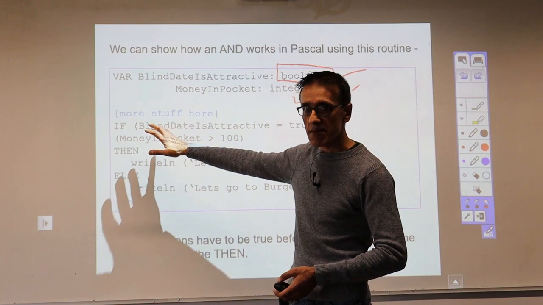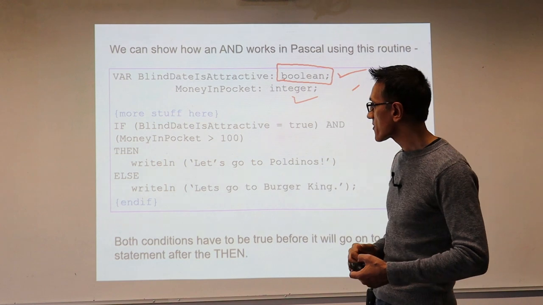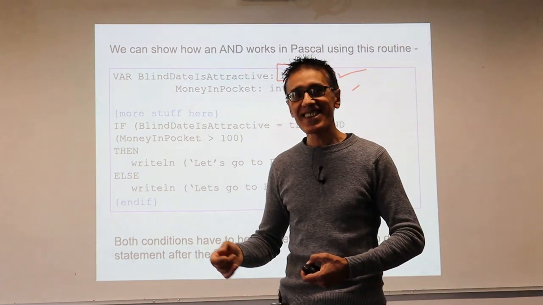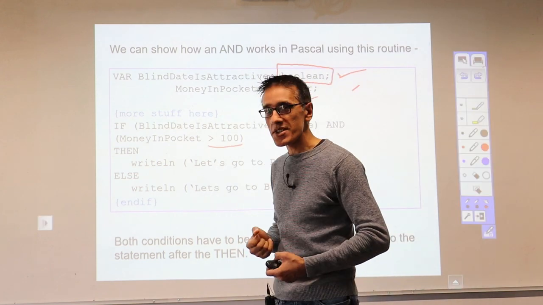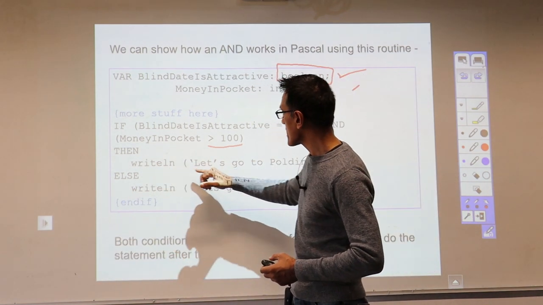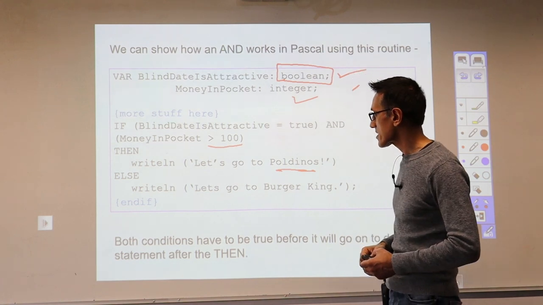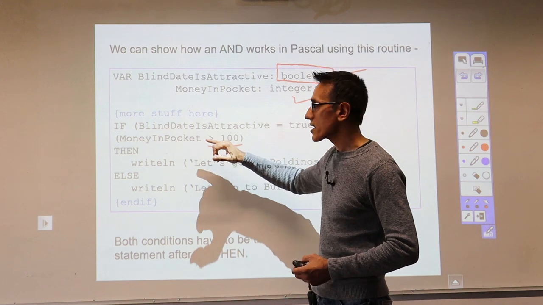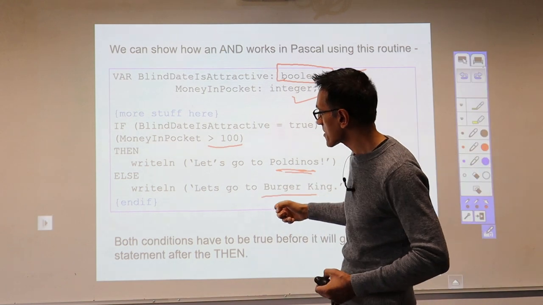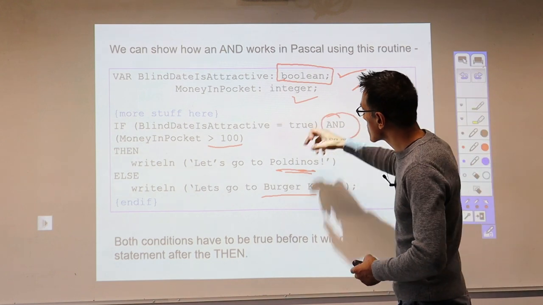Here's an if statement. All your if statements in computer programs require Boolean logic. If expression, and that expression evaluates out to either be true or false. So if blind date is attractive equals true, and you have money in your pocket greater than 100, not sure if £100 these days is enough for a blind date, but anyway, then writeln, let's go to Polladino's, which I can only assume is some upper class, maybe Italian restaurant or something. Else, so if your money in pocket is not greater than 100 or your blind date is not attractive, otherwise, let's go to Burger King. So the if statements always tend to use these expressions within them as well. And here's an example then of using AND.